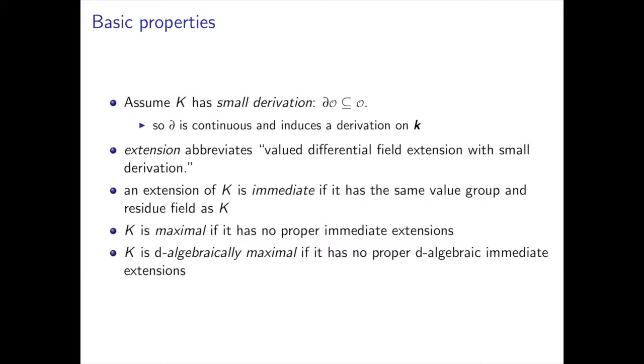And then the differential algebraic analog is just saying no proper differentially algebraic immediate extensions. I will shorten differential and differentially to D here. I don't know if you guys hate that or if that's standard, but anyway. Can there really be a difference between those two? These two? Yes.